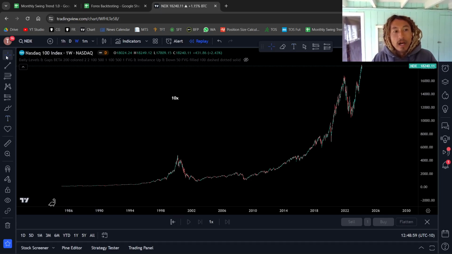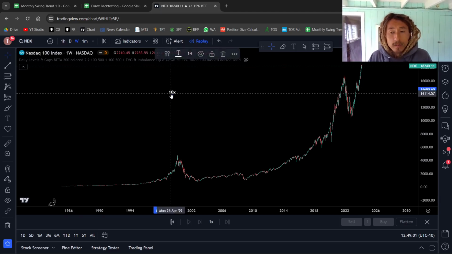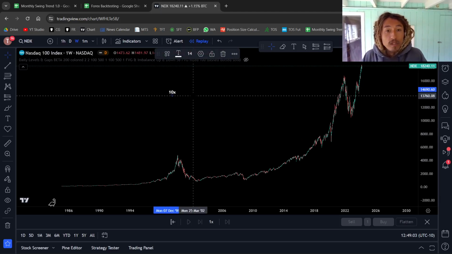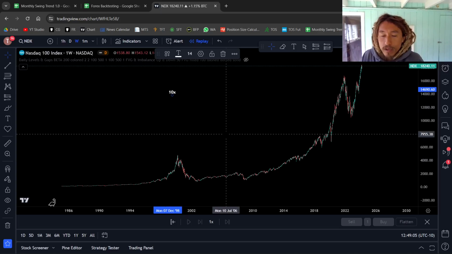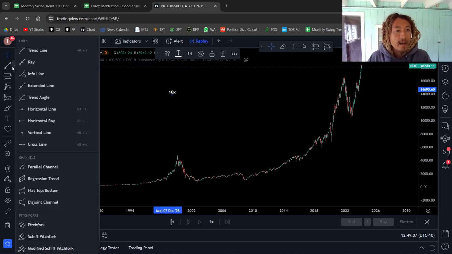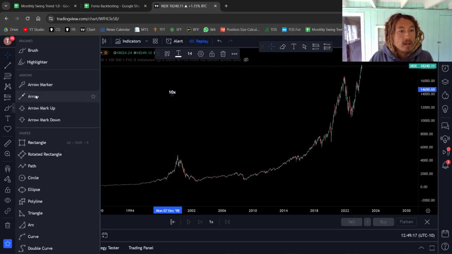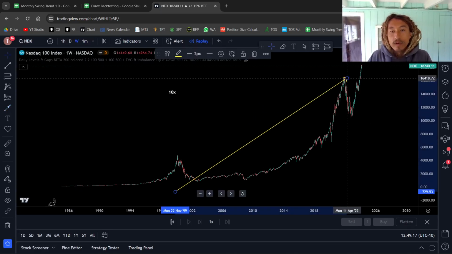Now, I could pull up the gold chart. I could pull up the Bitcoin chart. I could pull up real estate property prices. They're all the same and they're all showing huge price increases. Why is this? And what does it mean for how you would trade it?